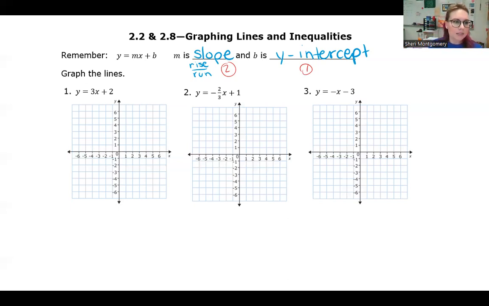Let's get started. The first thing that it says is that I am going to plot the y-intercept. That's where you cross the y-axis. These are labeled. This is x and this is y. This is my y-intercept. It says +2. So from 0, I'm going to go up 2 on the y-axis, and I'm going to put a point.